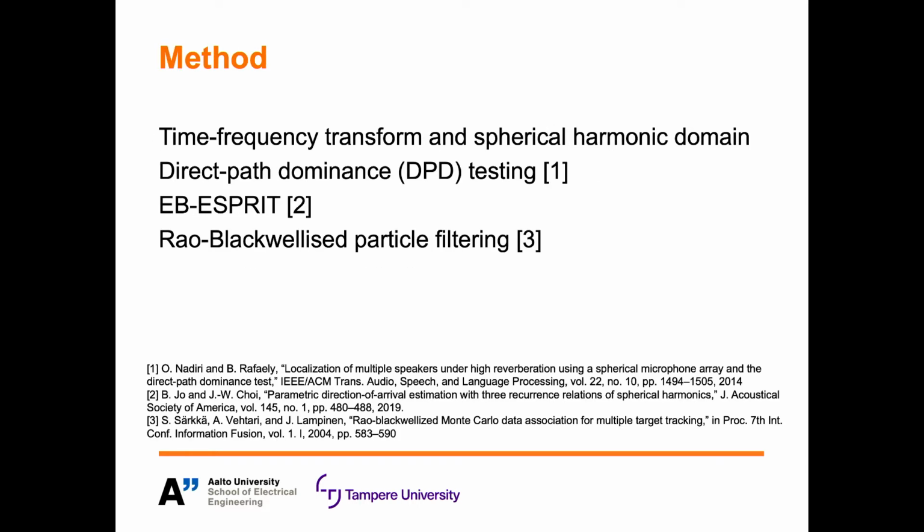In a nutshell, the way we went about doing this was to first transform the spherical microphone array signals into the time frequency and spherical harmonic domains. We then employ a hard time frequency mask, which permits only the bins corresponding to a single dominant sound source to be let through. We then use eigenbeam ESPRIT in order to obtain the directional arrival estimates, which we express as unit-length Cartesian vectors. We then feed these direction estimates to the tracker, which is based on the Rao-Blackwellized Monte Carlo data association framework.